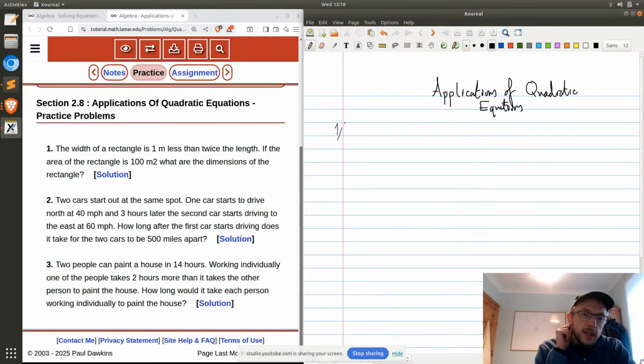The width of a rectangle is 1 meter less than twice the length. If the area of the rectangle is 100 meters squared, what are the dimensions of the rectangle?